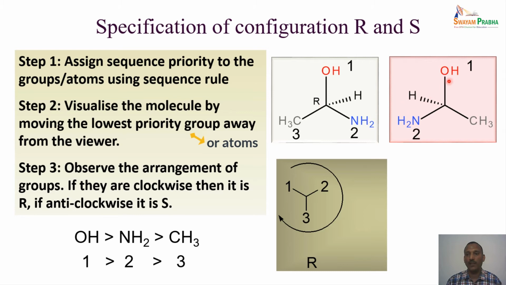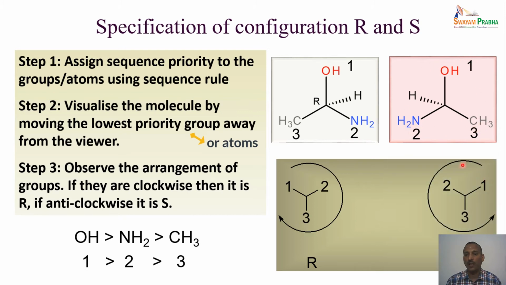And if we take the other one, 1, 2, 3, that is oxygen, nitrogen, carbon, the priority is in the counterclockwise or anti-clockwise direction. So this is represented as S configuration. This is how we can represent R and S for any chiral center, and based on that we can give the configuration for all the stereogenic centers in the molecule.